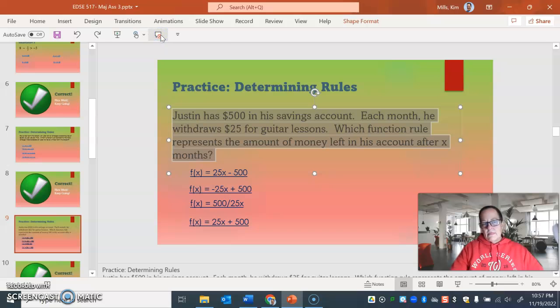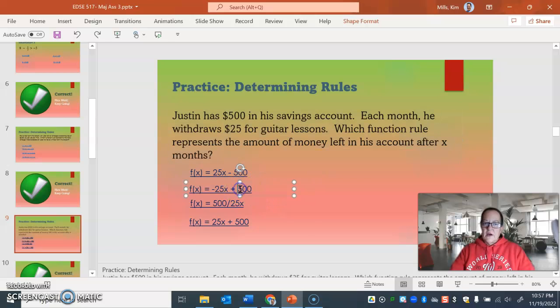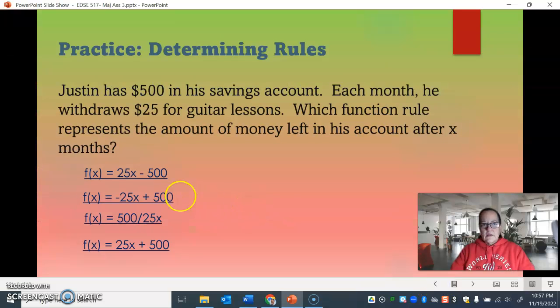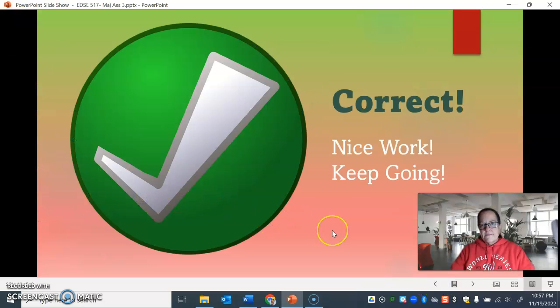Justin has $500 in his savings account. Each month, he withdraws $25 for guitar lessons. Which function rule represents the amount of money left in his account after X months? So he knows he's got 500, he's withdrawing 25, he's going to select that and keep going.